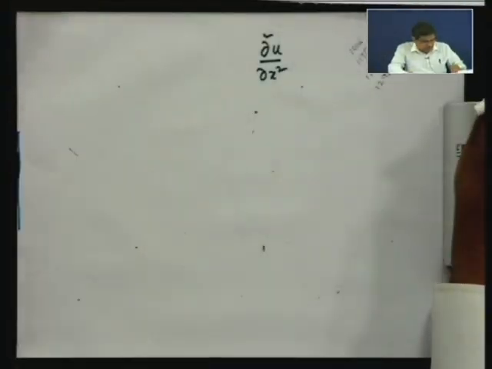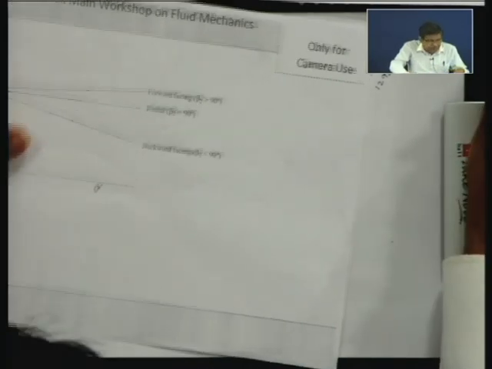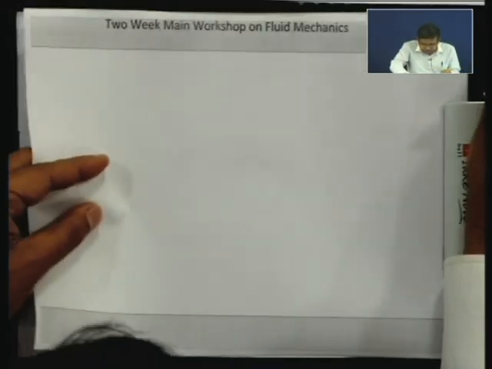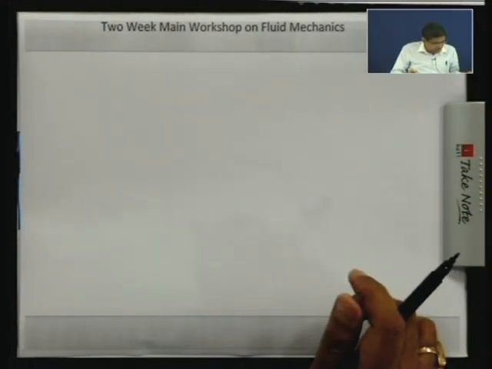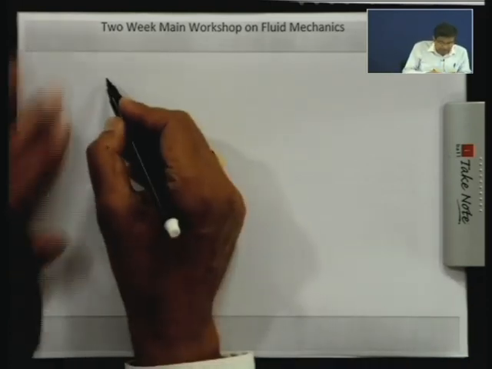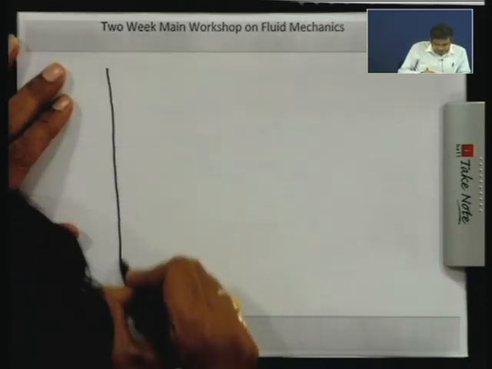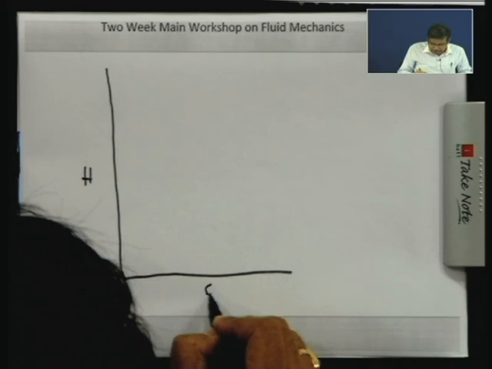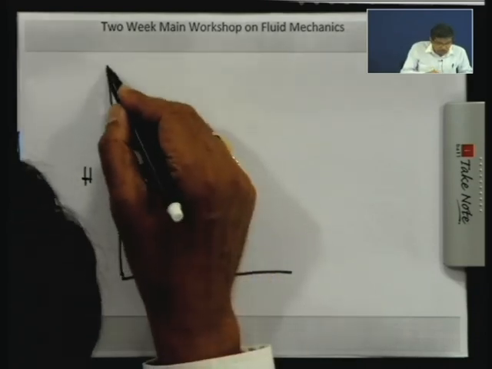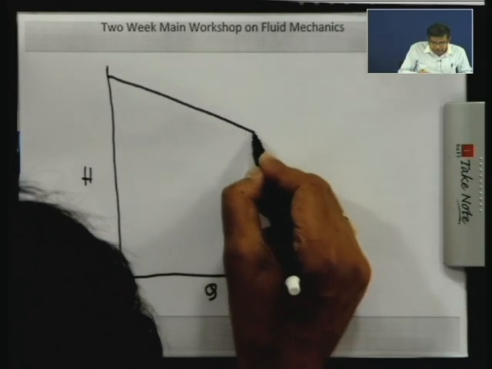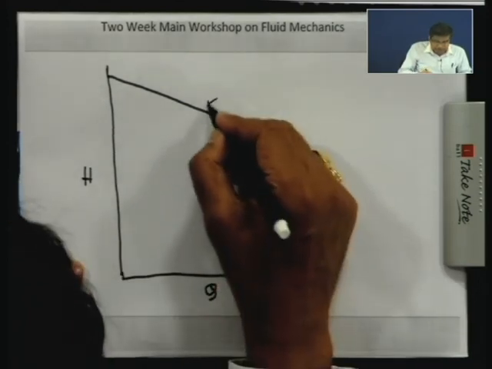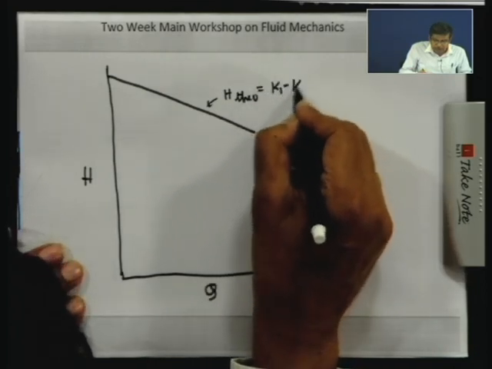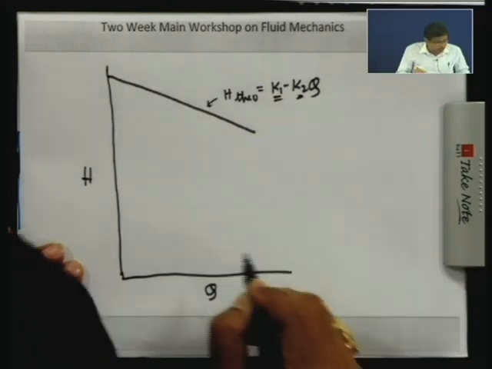Well, now you see how this is being derived. Here I draw the HQ characteristics, very interesting, H and Q. Now H is K1 minus K2 Q, so let me express this expression. This is the theoretical head, H theoretical, which is equal to K1 minus K2 Q, as I have developed, where K1 and K2 are the constants.